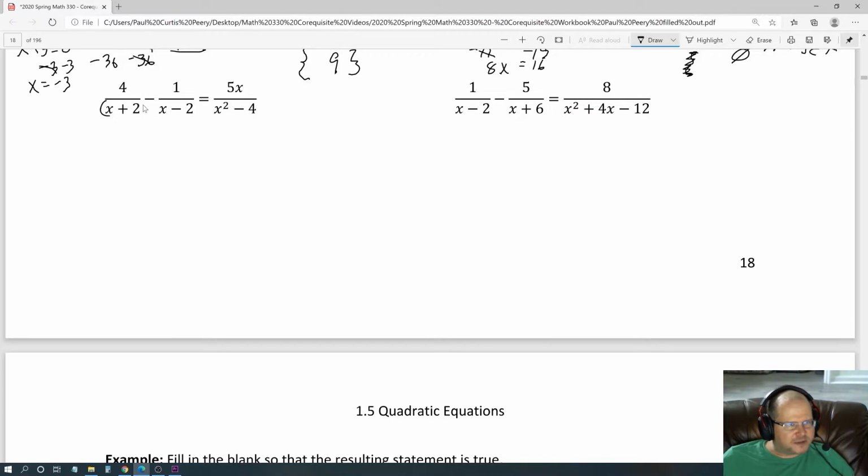Let's try a couple more of these. So we have an x plus 2, and an x minus 2, and we have an x squared minus 4. Now, we have to factor everything first because it's not factored this time.